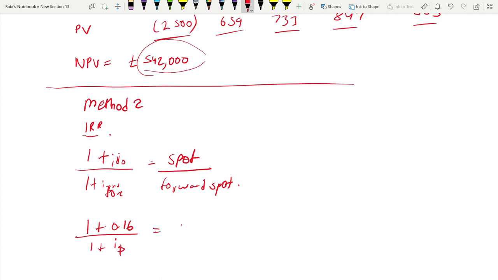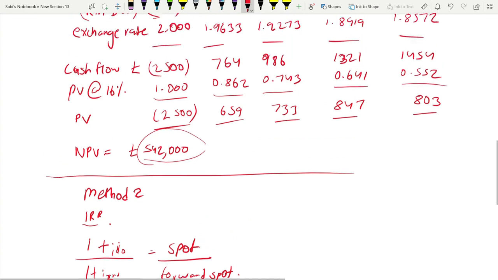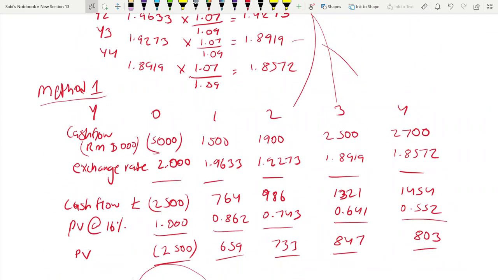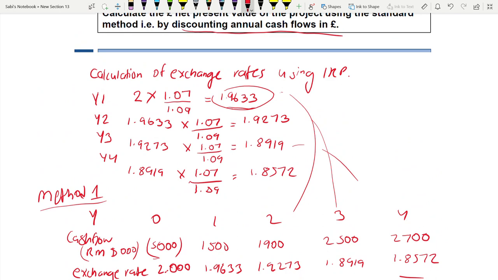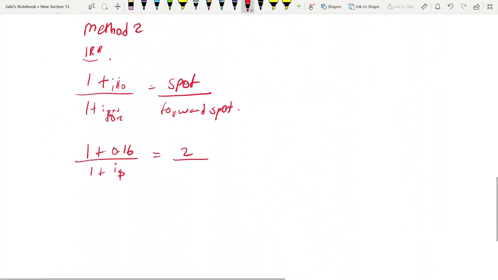Spot we know. What is the spot? It is 2. Divide by forward spot. Forward spot means the next year's spot. What is it? For year 1, just now we have found out it is 1.9633. That is the meaning of expected future forward spot.